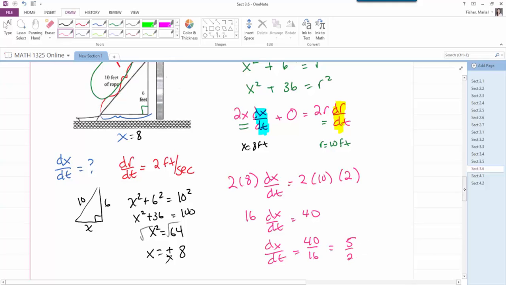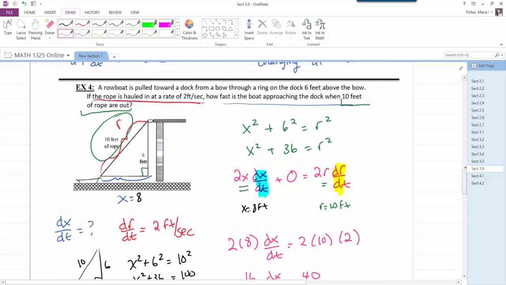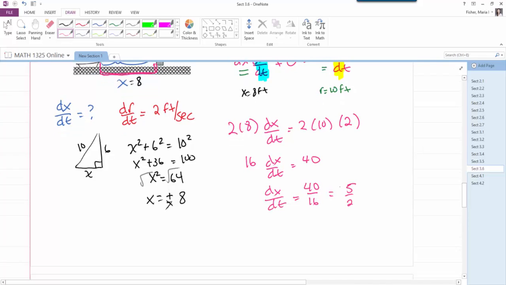So let's go back and look at the information. It says, how fast is the boat approaching the dock? So the distance between the boat and the dock we know is decreasing, right? Because the boat is approaching the dock. So since that distance is decreasing, it's a negative rate. So we have negative 5 halves feet per second as our answer. Or if it had said decreasing, we would just say that our answer is 5 halves feet per second.